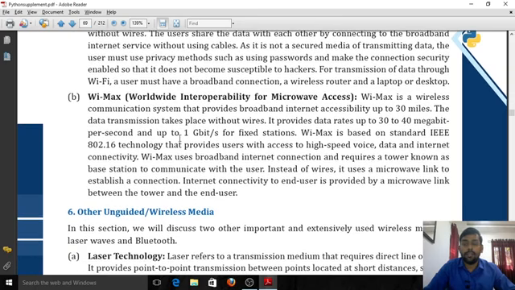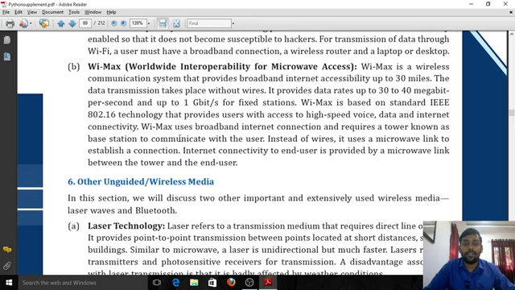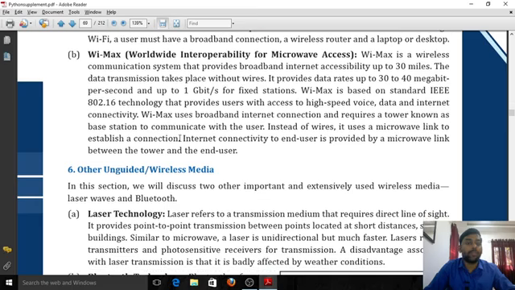And do you know what IEEE is? Institute of Electrical and Electronics Engineers. It's an international organization that controls and monitors the development of communication standards. It's a group of engineers. WiMAX is used to set up wireless LAN.